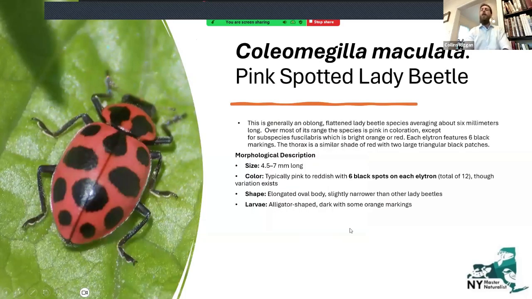All right, so the next one, again, we have another native species here. This is the pink spotted lady beetle. Generally, it's oblong, flattened, averages about 6 millimeters. It's typically pink. It can be red, but typically it is pink. It's got 6 spots on each, so it's a total of 12. And variations can exist, but generally the colors and the spots you can take, not 100%, but they normally are pretty good markers, especially when you're out in the wild.